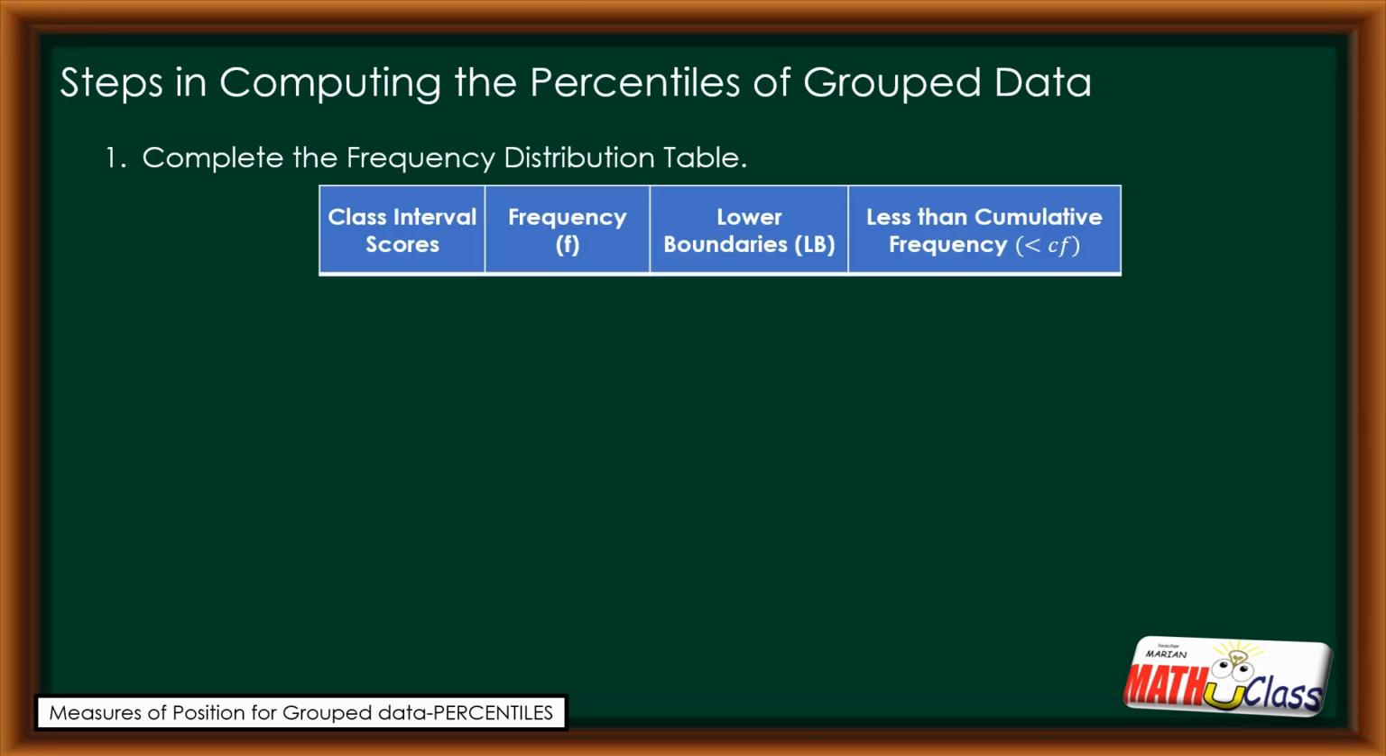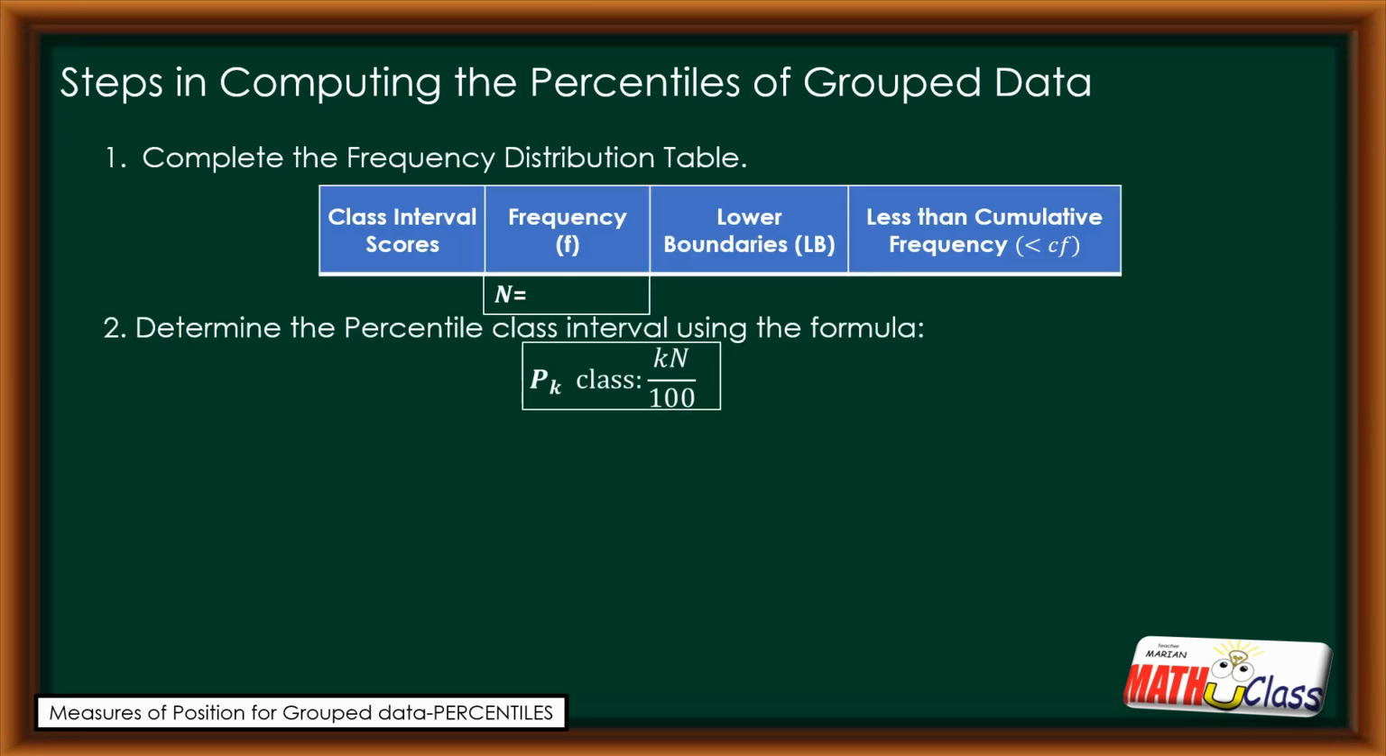Step 1. Complete the frequency distribution table. Step 2. Determine the percentile class interval using the formula Kn over 100. The value of K is the nth percentile, where n could be equal to 1, 2, 3, up to 99. Capital N is the total frequency.